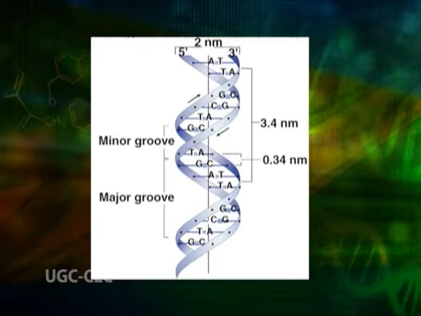On the outside of B form DNA, the spaces between the intertwined strands form 2 helical grooves of different widths, described as the major groove and the minor groove. Please see the figure on screen.